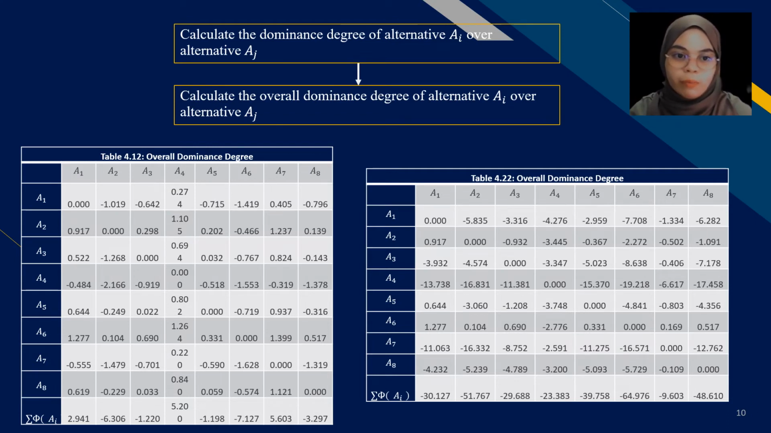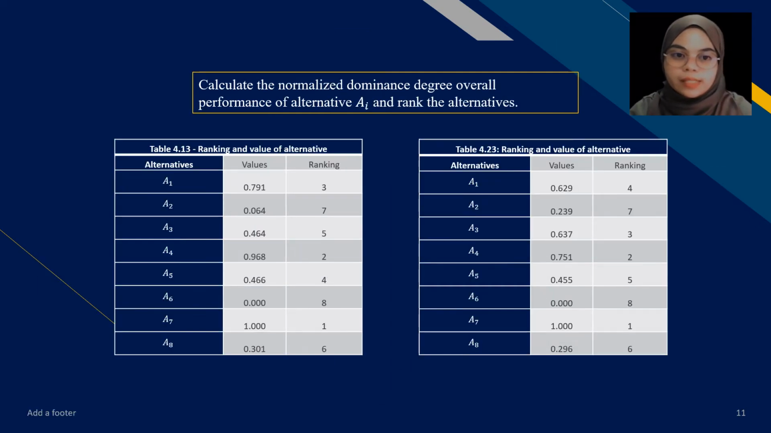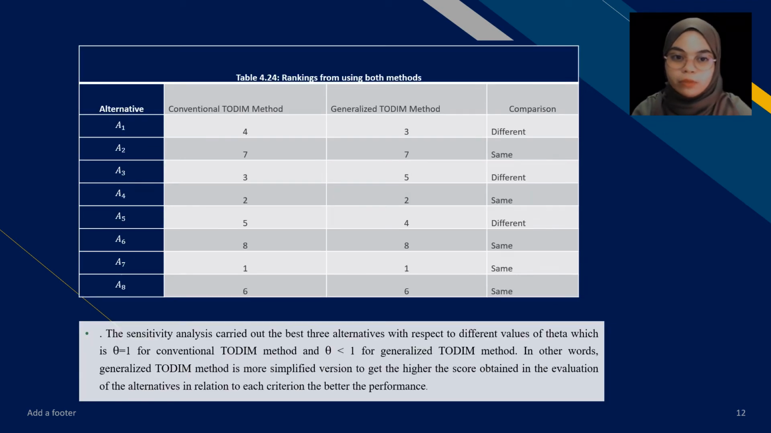Table 4.12 is the overall dominance degree of the generalized TODIM method, and Table 4.22 is the conventional TODIM method using the same normalized data. Next, calculate the normalized dominance degree, the overall performance of alternative AI, and rank the alternatives. Table 4.13 is the rank of the generalized TODIM method, and the conventional method is Table 4.23. Table 4.24 is the ranking from using both methods.